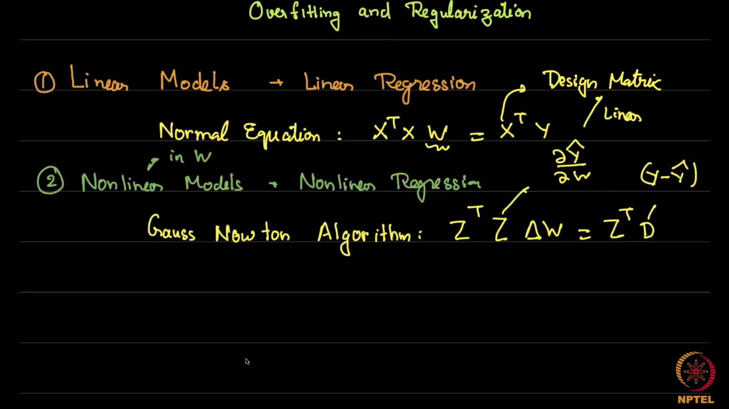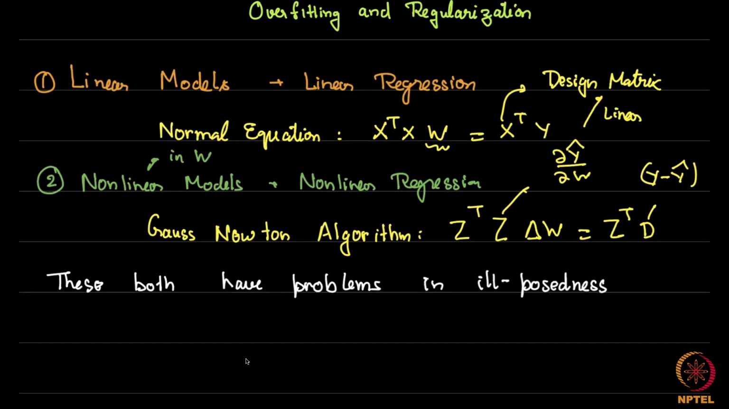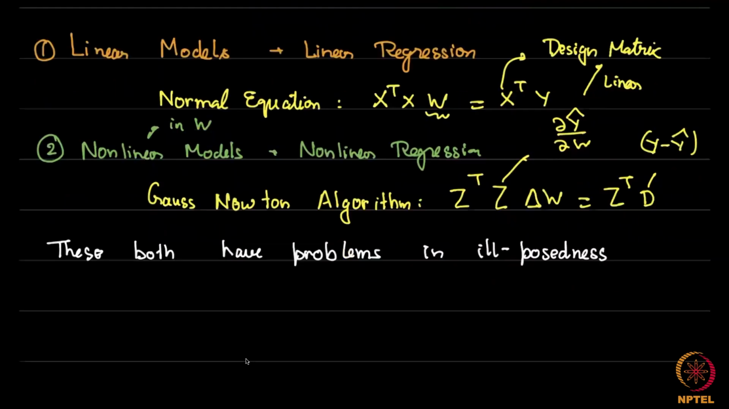Now, there is a problem which we will see in this. Okay, so both these models have problems in what is known as ill-posedness. I'll not get too much into ill-posedness, except for a short example that I'm going to show right now, which will give you this idea a little bit. We are going to show this example in the linear model.